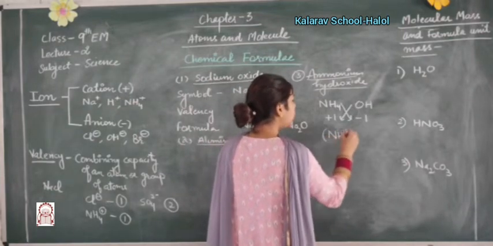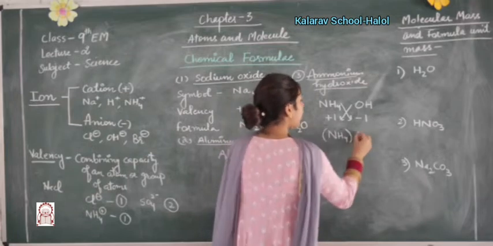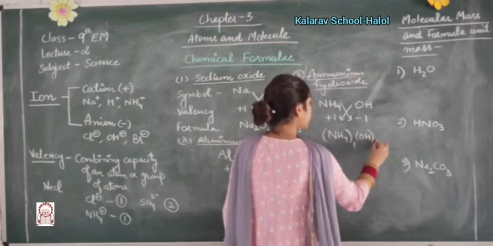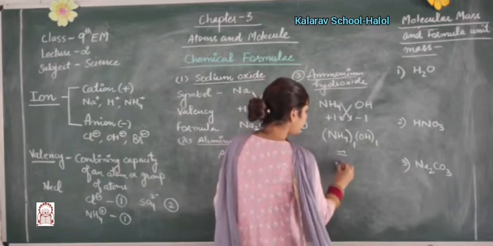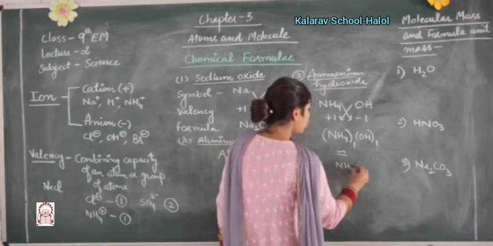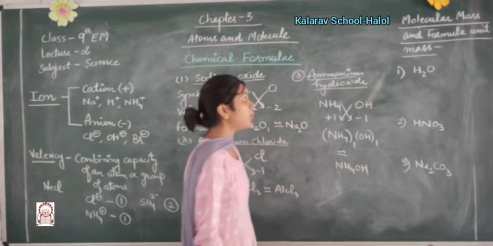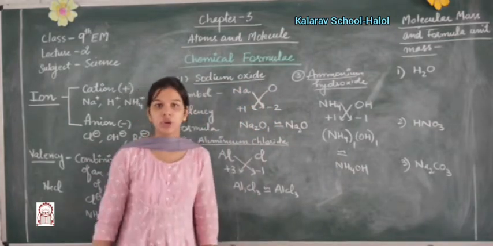For this, NH4 as a whole gets the charge 1 and OH as a whole gets the charge 1. For simplicity, we can skip 1. So what we get is NH4OH. That is the formula of ammonium hydroxide.